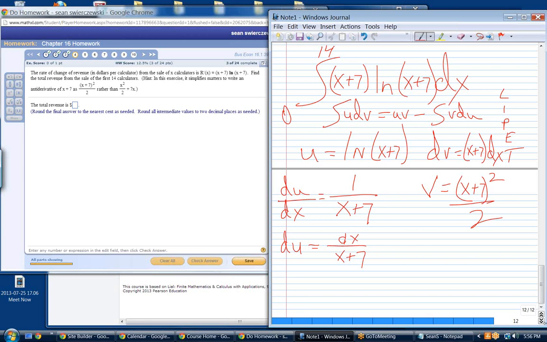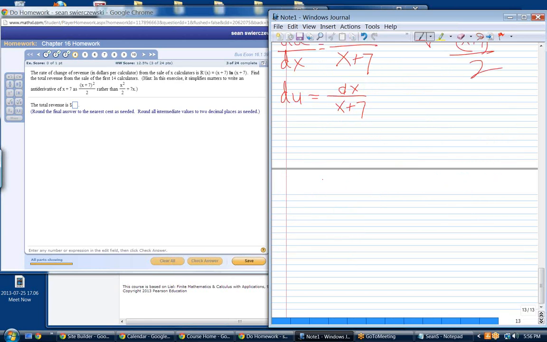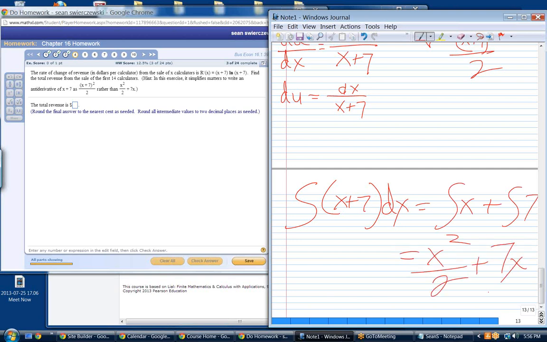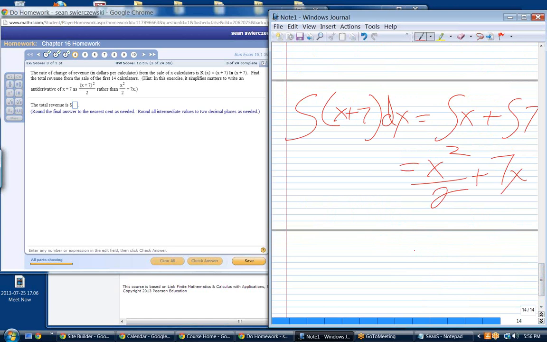What they're saying is the following. The integral of x plus 7 dx, how can that not be the same as the integral of x plus the integral of 7, which is x squared over 2 plus 7x? Well, if we take the derivative of this, what do we get? We get 2x over 2 plus 7, which is x plus 7. I don't think it matters. I think it's the same thing.